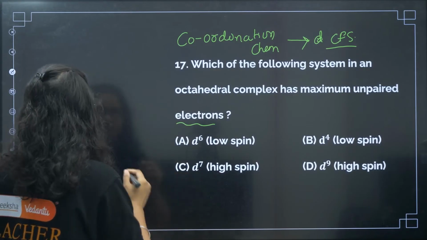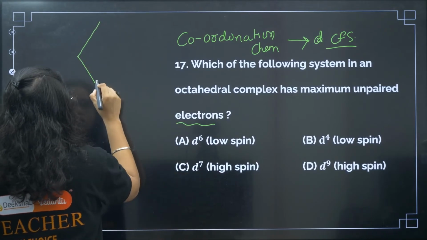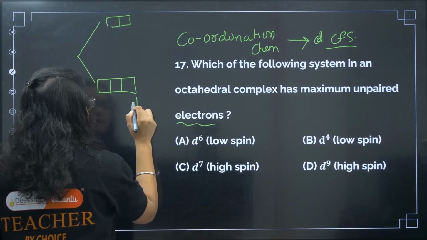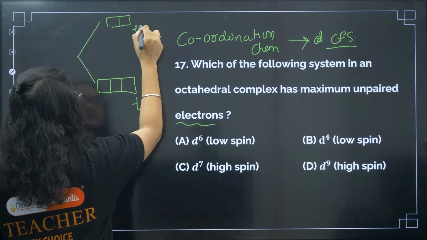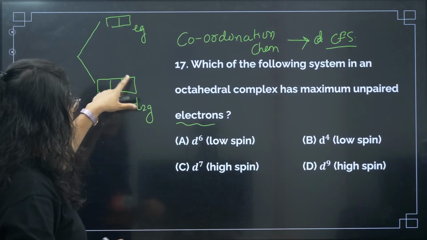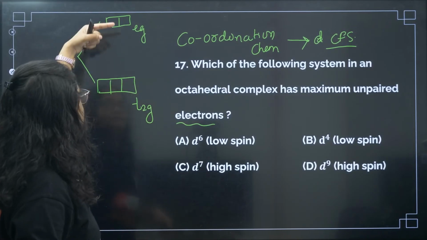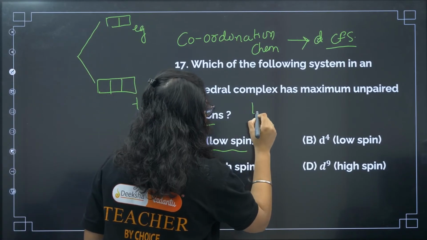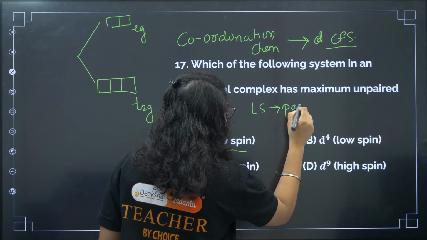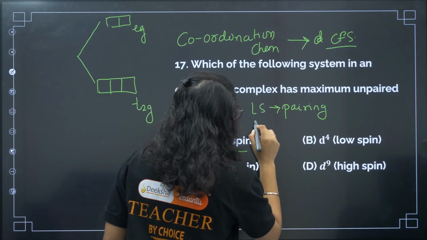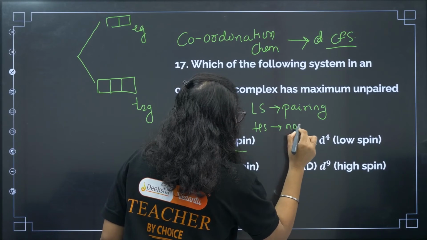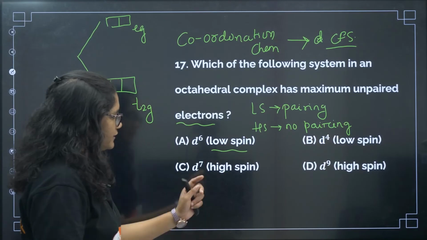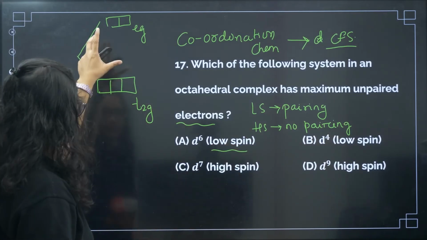So we have the orbitals like this: these are 3 orbitals here and these are 2 orbitals here. This is T2g and this is Eg. Now when it is low spin, pairing will take place here. If it is high spin, then electrons will go to the upper level, right? So remember, low spin means pairing and high spin means no pairing. Now let us try to fill this using these options, using this diagram.